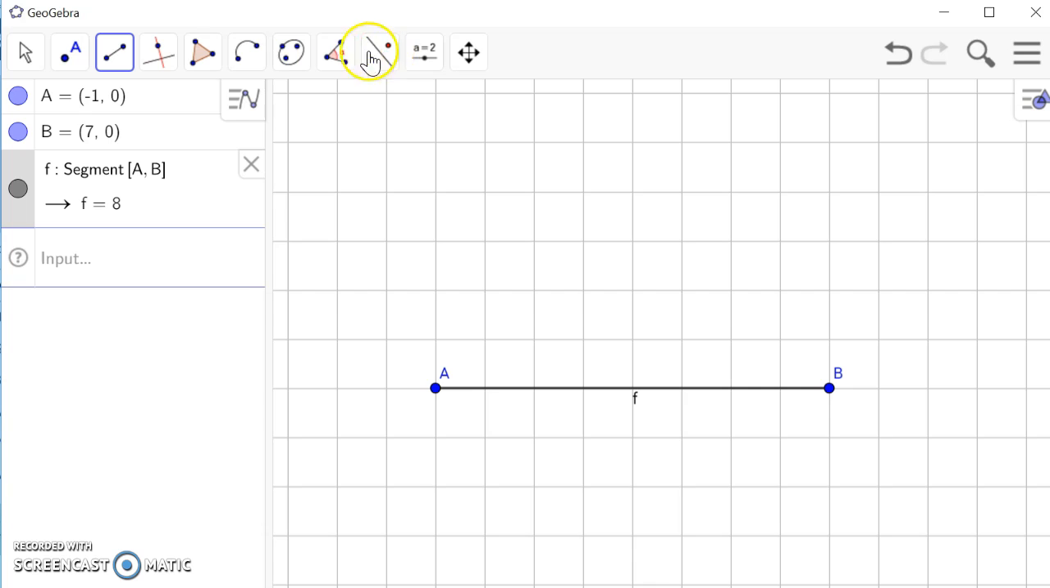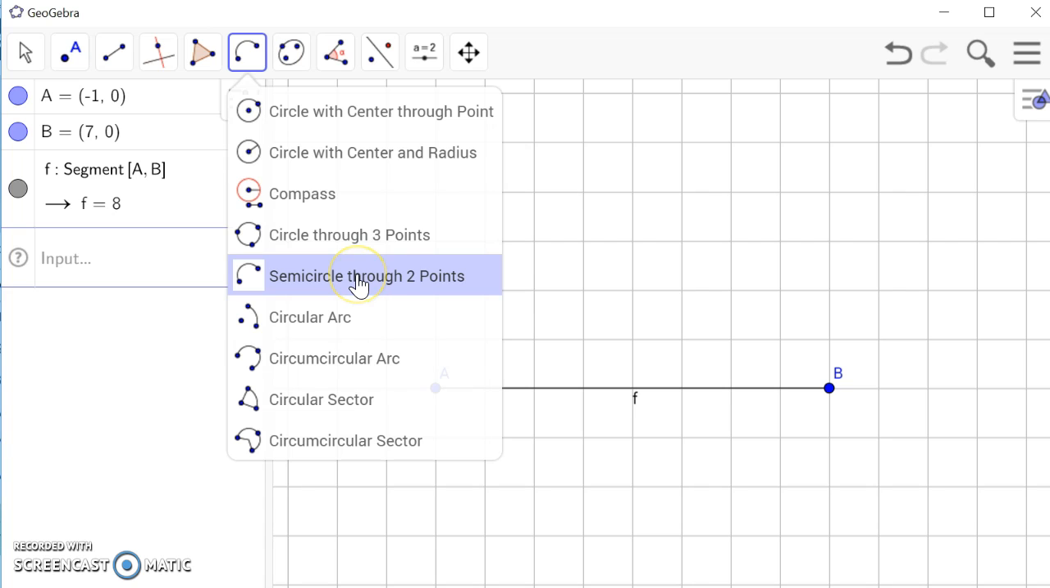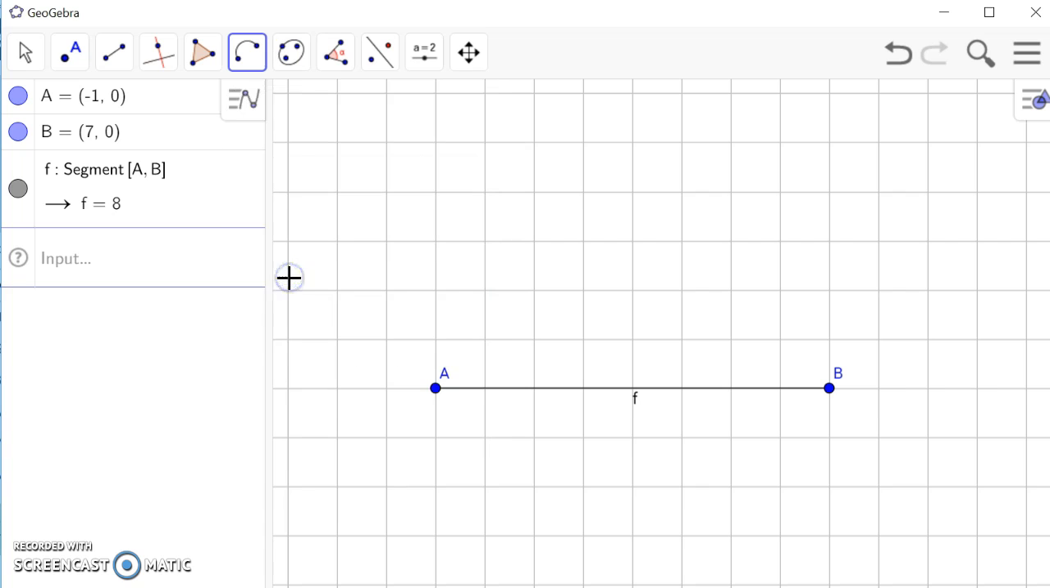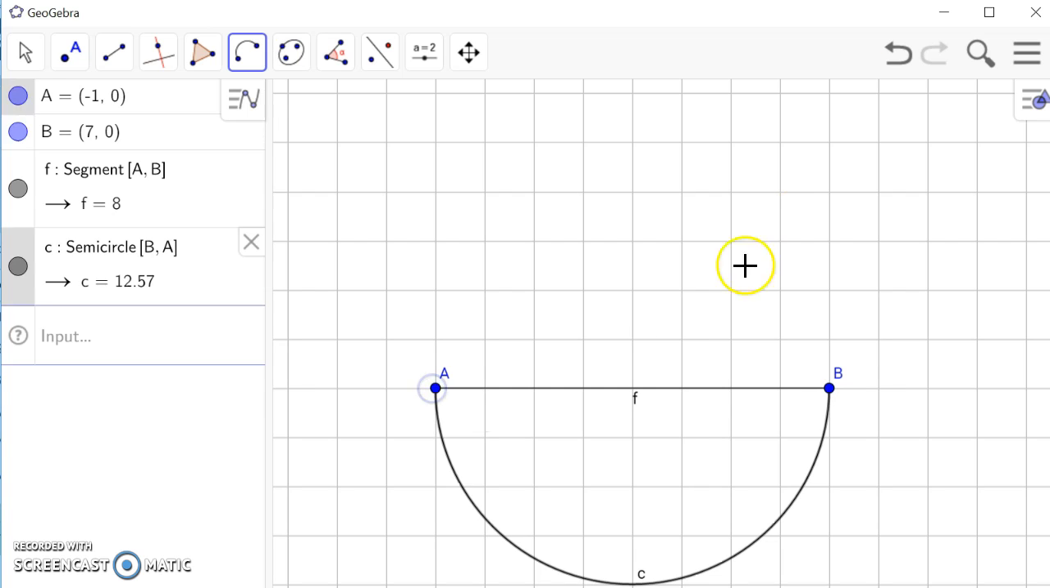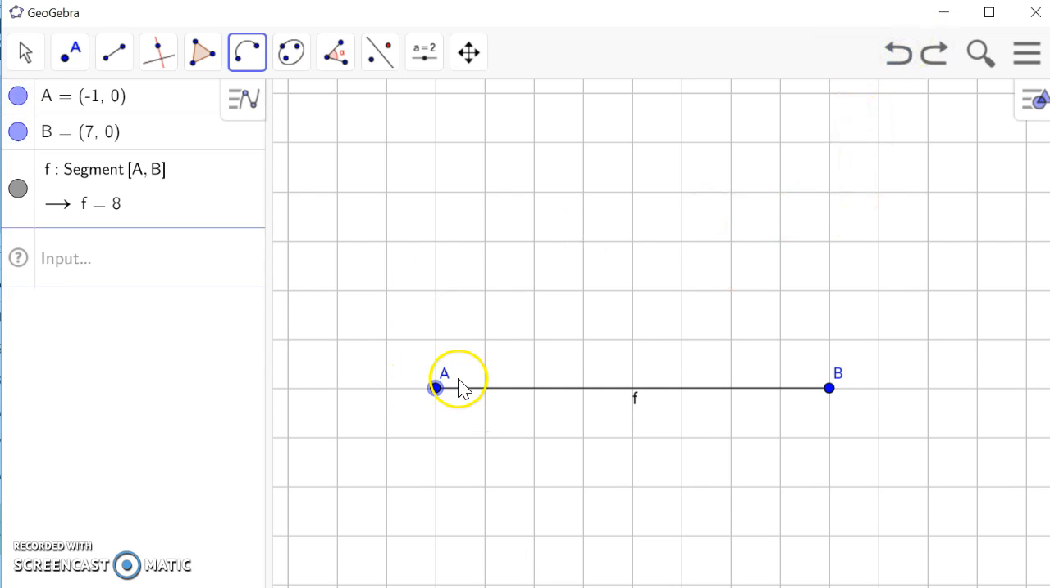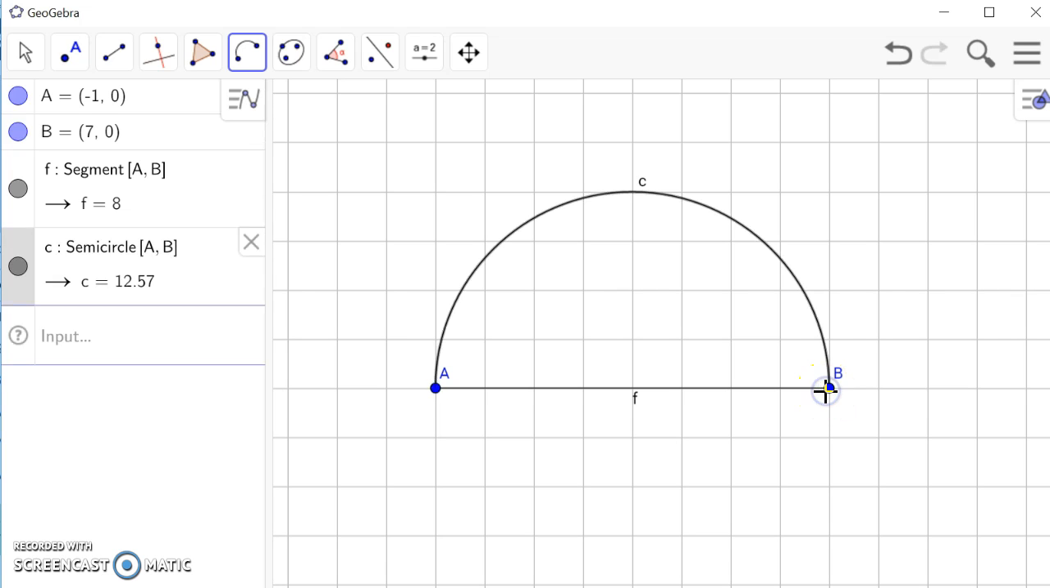Next, we will draw a semicircle. This icon here will let us draw a semicircle through 2 points, which is the fifth choice below. So I'll select that. Now if I go from point A, B to point A, I will get a semicircle below the segment. But I do want a semicircle above just to make it a little easier, so I will go from point A to point B and draw a semicircle which has diameter AB in this case.